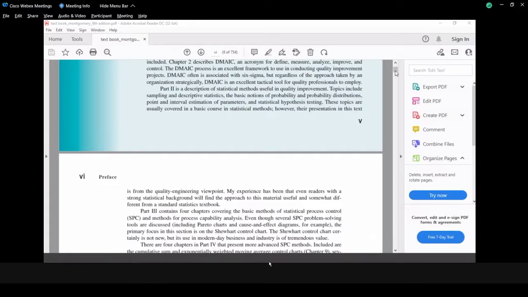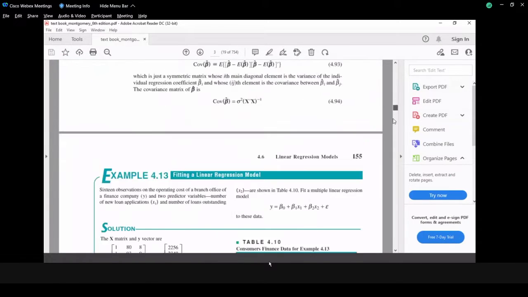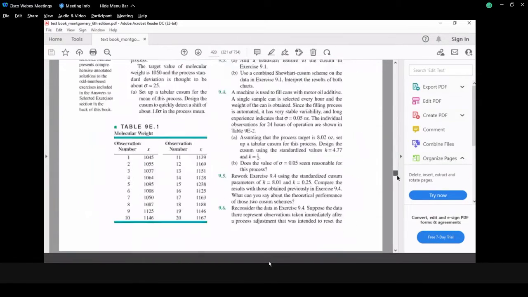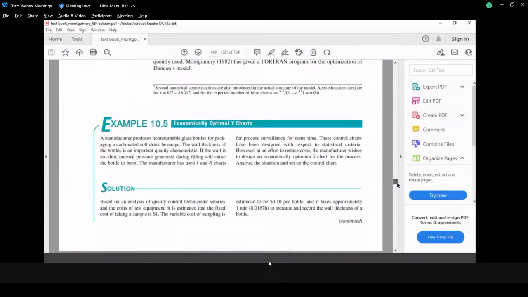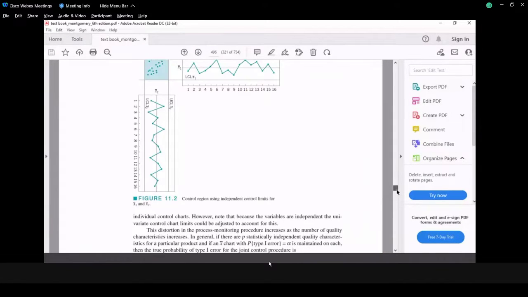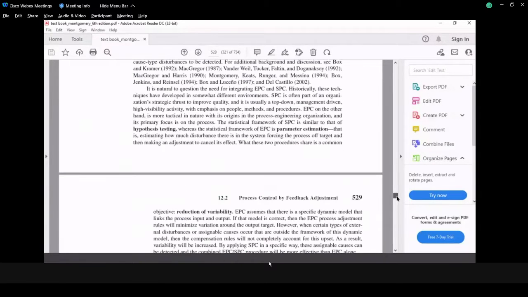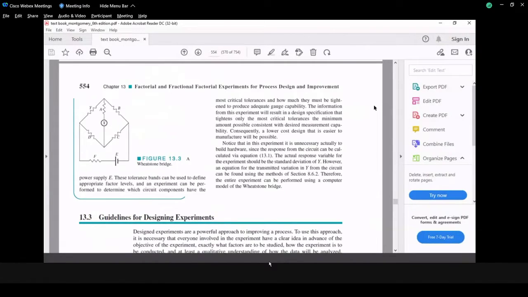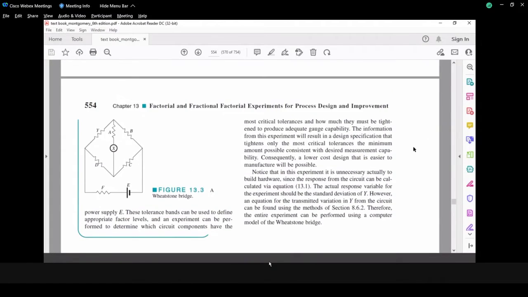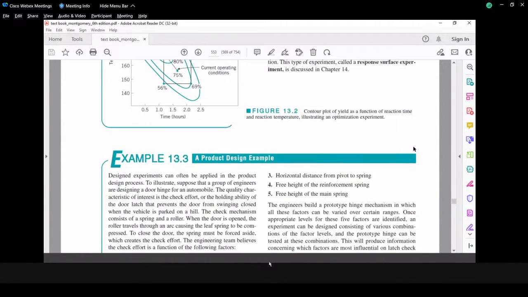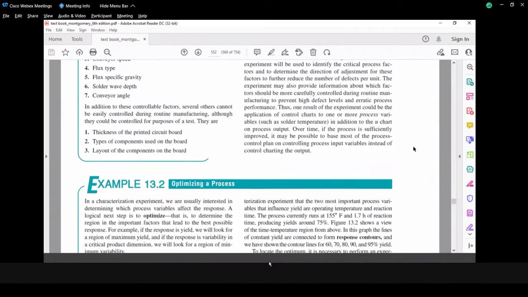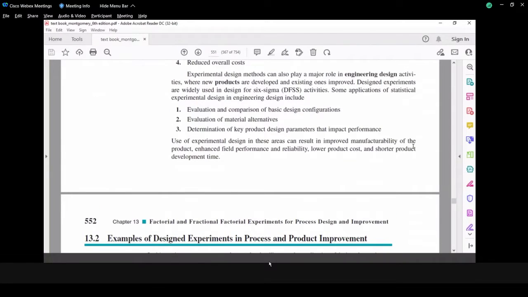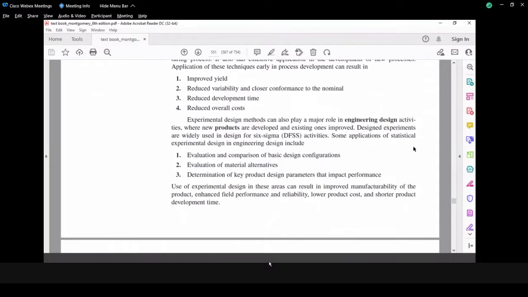Go direct to chapter 14, guys. Okay, this is chapter 14. Let me make it bigger. For chapter 14, you need to read from the beginning of the chapter to understand the concept of experimental design. You read first.